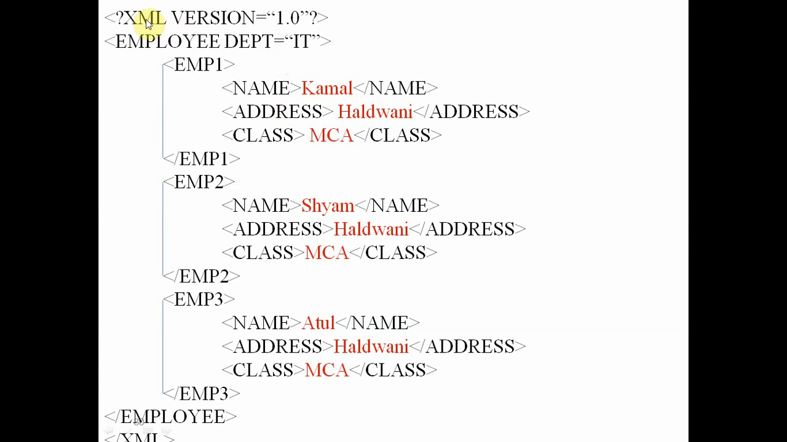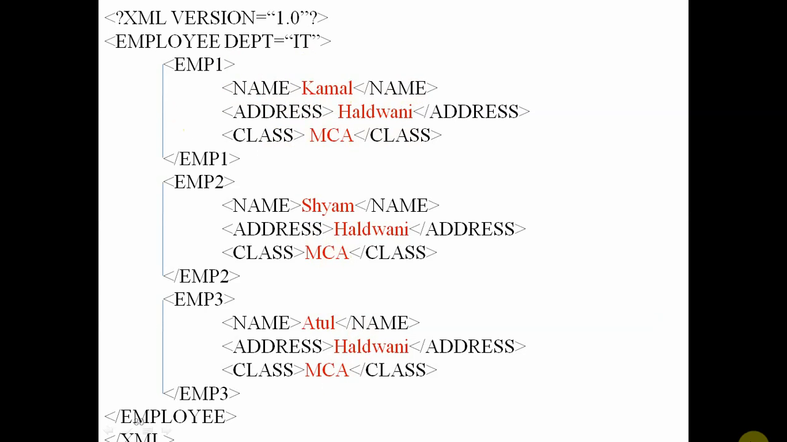The basic use of XML is to transport data from one node to another node, one system to another system. Inside this employee table we are writing department IT, and its first row is EMP1, second row is EMP2, third row is EMP3. Inside EMP1 we have three fields: name, address, and class. Inside these we have Kamal, Haldwani, and MCA as the data of the first row, and these are the second row data, and these are the third row data.